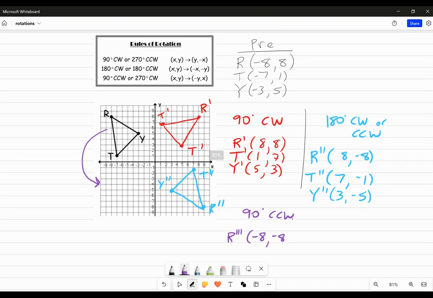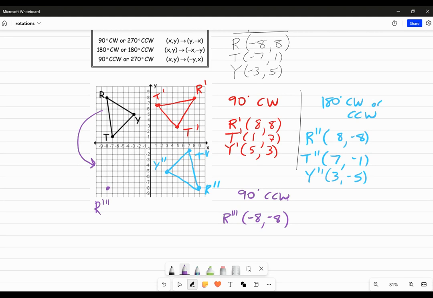Let me zoom out so we can see our original. So my original y value was 8. That moved into the position of the x value, but I made it negative. My original x value was -8, and I moved that to the new y position. So my new coordinate here is -8, comma -8. T triple prime, my y value becomes negative, so it becomes -1, and my x value just moves into the y position, so it becomes -7.